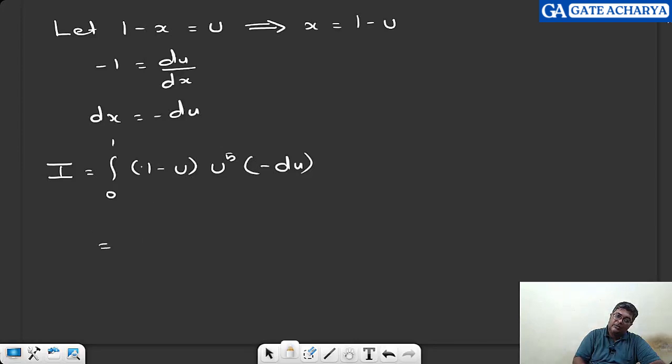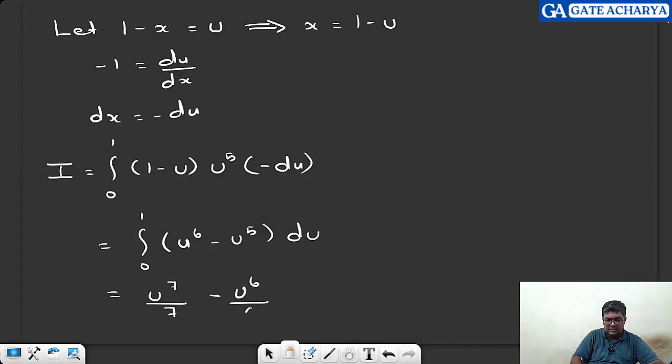Now, when I introduce this minus sign here and u raised to 5 multiplied inside, what do I get? I'm not doing the integration, I'm multiplying by negative and u raised to 5 inside. So minus u raised to 5 plus u raised to 6. So let's write it like this: u raised to 6 minus u raised to 5 into du. Now I can simply do the integration. u raised to 6 integration is u raised to 7 by 7. u raised to 5 integration is u raised to 6 by 6. Limit is from where?